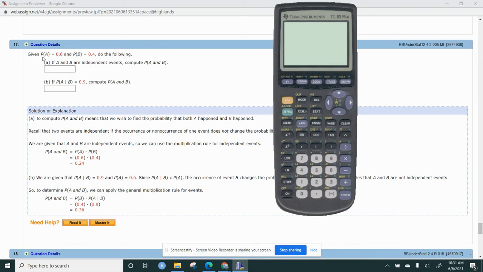I'm going to write that down on my paper. Probability of A is 0.6. And then the probability of B is 0.4.